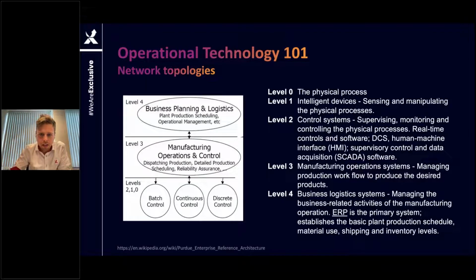That's level 1. At level 2, we have our control systems. Control systems supervise, they monitor and control the physical processes. These are the software and the systems, such as SCADA, as you can see, that control the devices that do the job. And level 3, you can see manufacturing, operations, and control. These are the systems that instruct our control systems. They have a global overview of which control systems are in place. Control systems are often mainly specific for specific tasks.